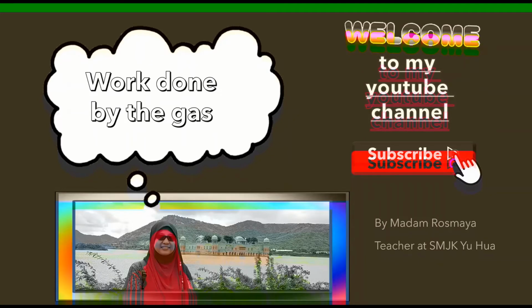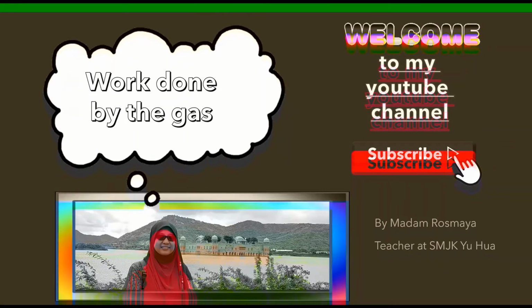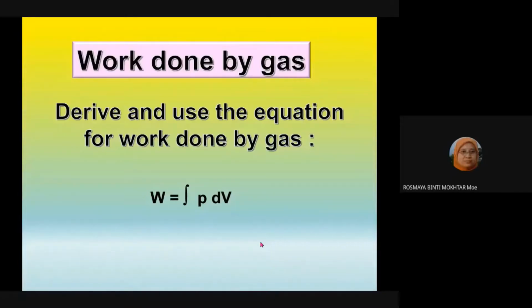In this video, we are going to discuss work done by gases. So we are going to derive and use the equation for work done by gases. Work done is equal to the integration of P, pressure, with respect to V. V is volume. Okay, capital letter V is for volume.